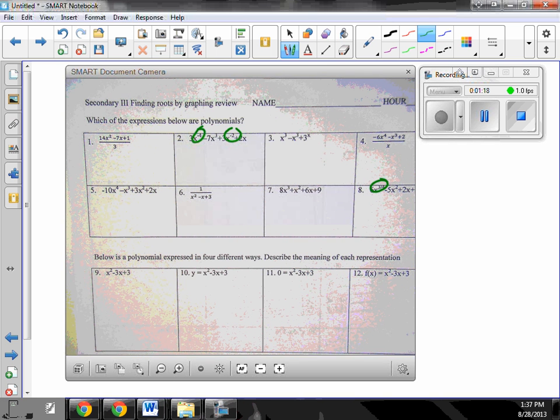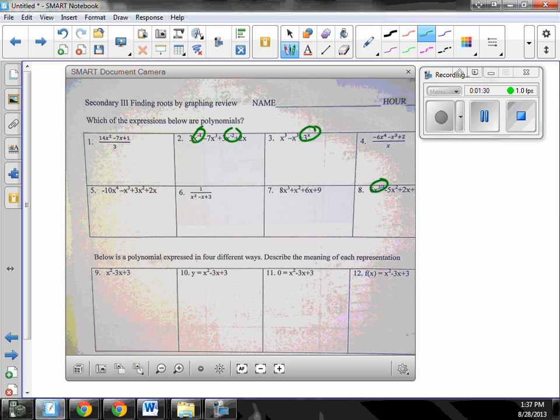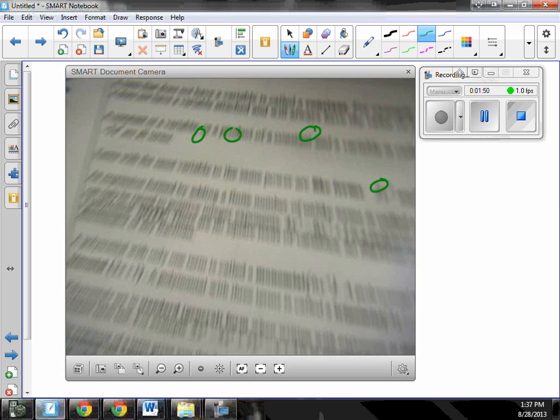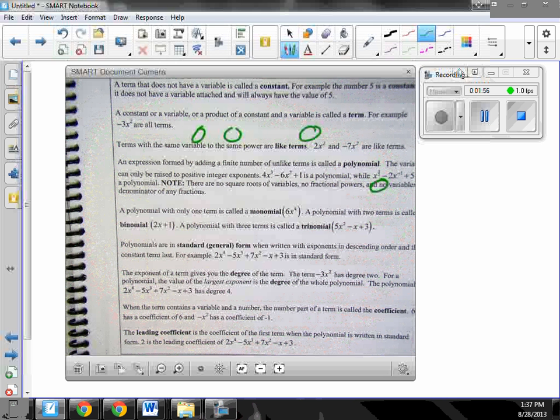Look carefully. You cannot have a variable as an exponent. So number 3 is a no because of that x in the exponent. What about number 4? Well, if you look closely at that definition that was on page 3, it says no square roots of variables, no fractional powers, and no variables in the denominator of any fractions.